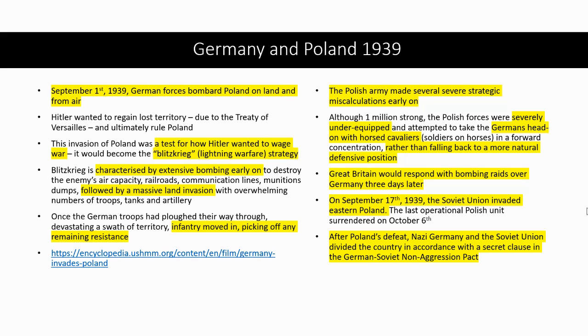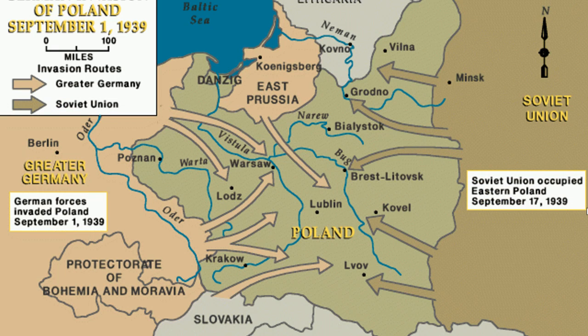After Poland's defeat, Nazi Germany and the Soviet Union divided the country in accordance with a secret clause in the German-Soviet Non-Aggression Pact. So here's a map just to give you a bit of an idea of how this all was happening.